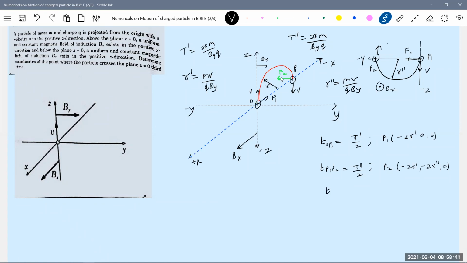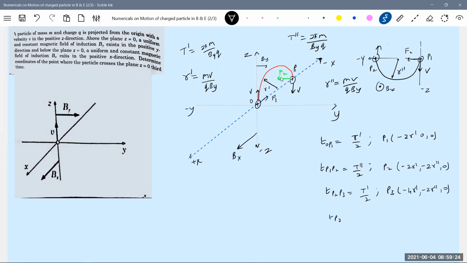Then again the particle will move from P2 to P3. How will it move? It will be moving again due to magnetic field By. So P2 to P3 will be equal to T dash by 2. What should be the coordinate of that point? Coordinate of point P3 should have the displacement of 4r dash. Y coordinate will be as it is, 2r double dash, and this will be 0.